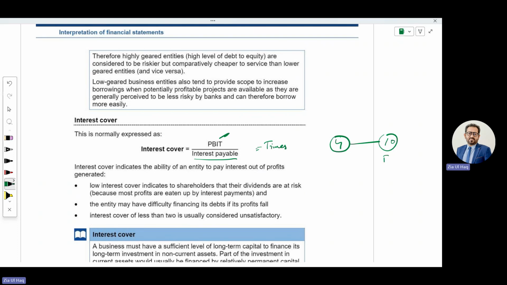So more is better. Less is bad, because the company can pay only 4 installments from its profit, and after paying 4 installments the company will not have money. This means the company is more risky. If the company can pay the next 10 interest installments, this means the company is less risky. Less risk.